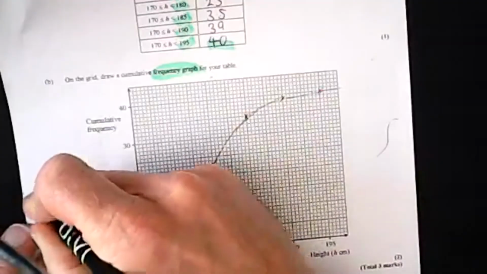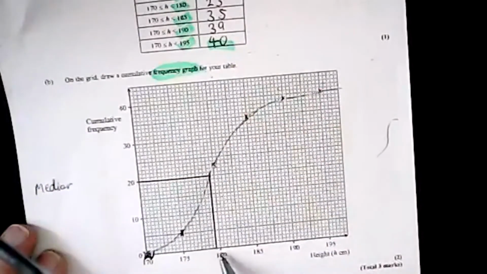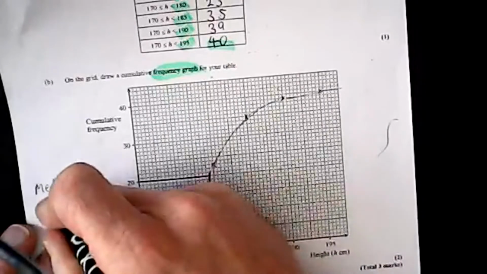So median is going to be 17. And remember that these, it's 2 for every unit, so that's half a unit. So that's 179.5.